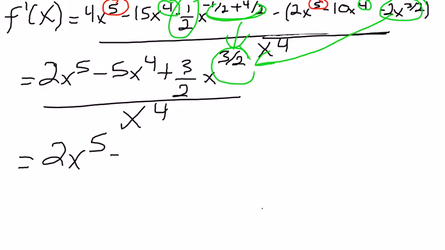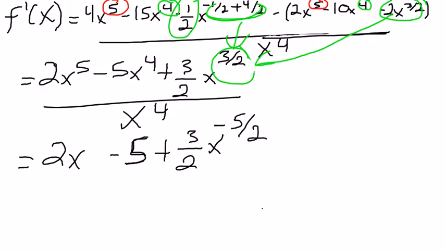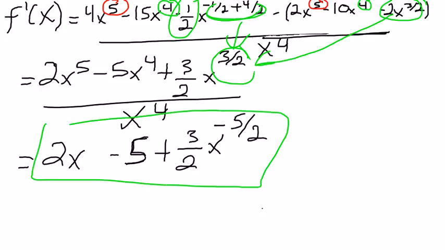And it's going to leave you with that taken out, and minus 5x is taken out, so just minus 5 plus 3 over 2 x to the negative 5 over 2, and that's what we get for an answer.